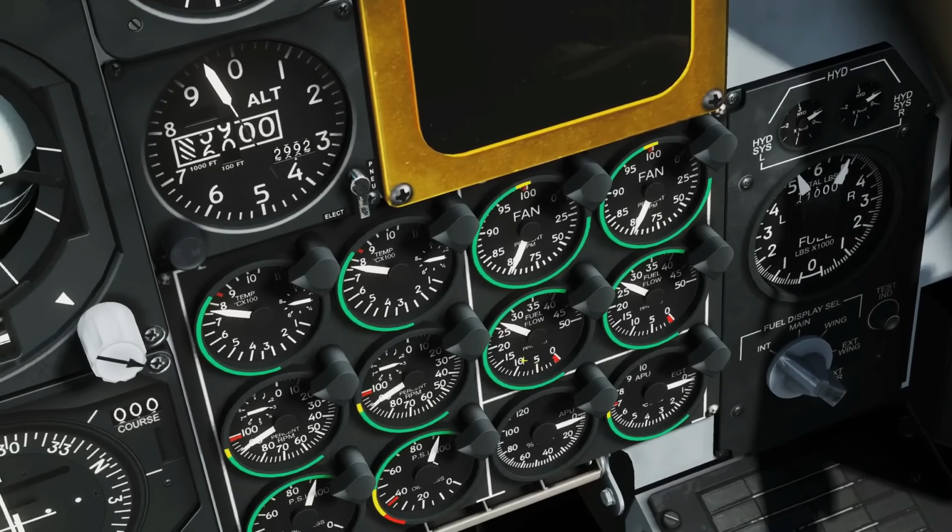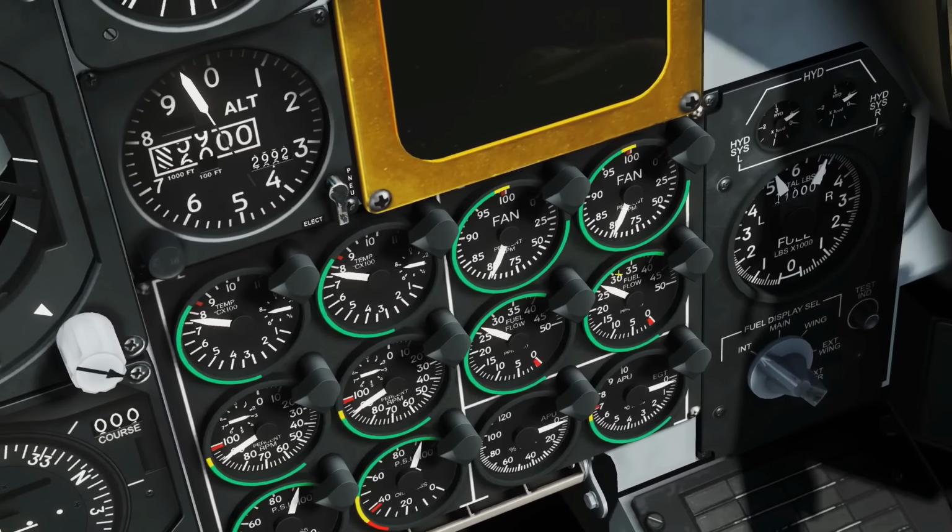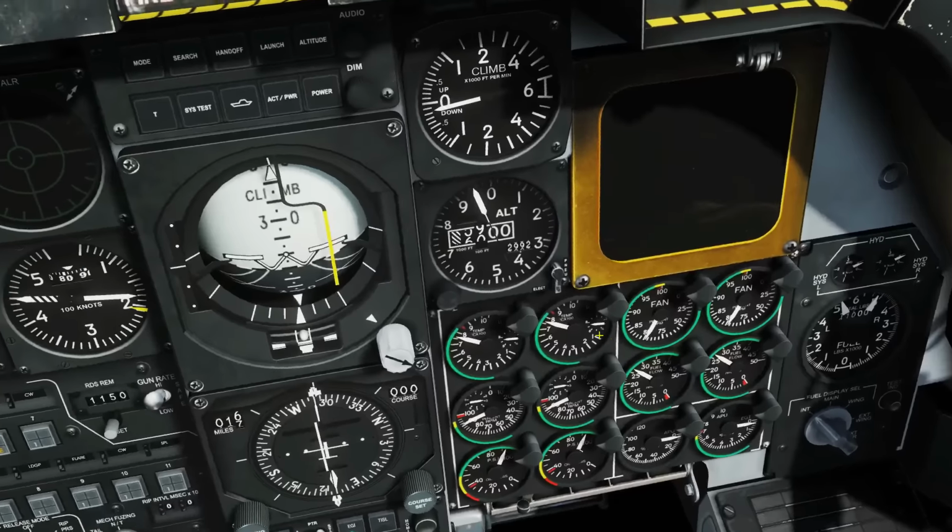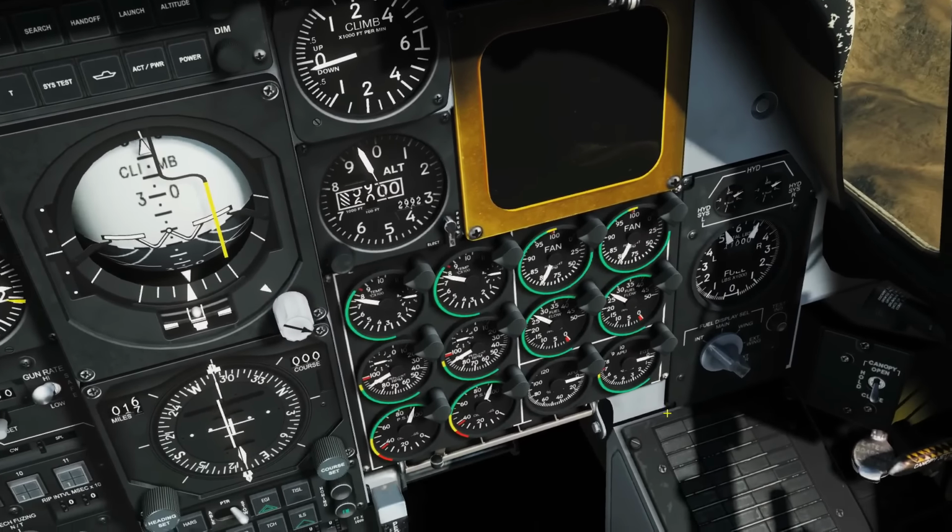Fuel flow to the left engine and to the right engine. Obviously, the further you have your throttle forward, the more fuel, and vice versa.